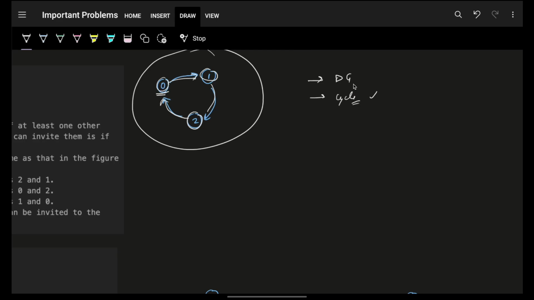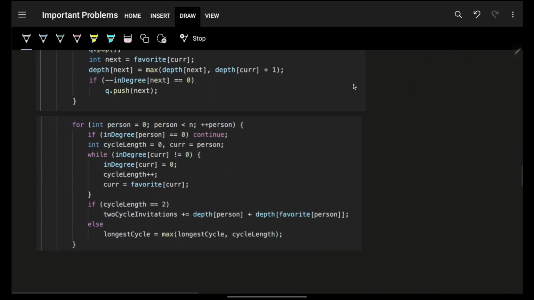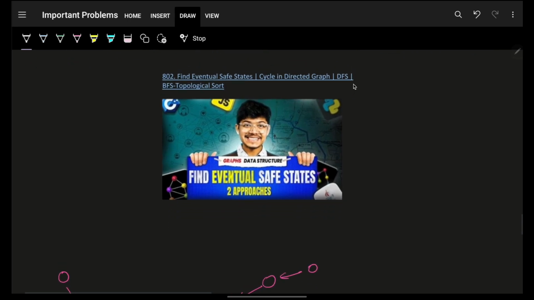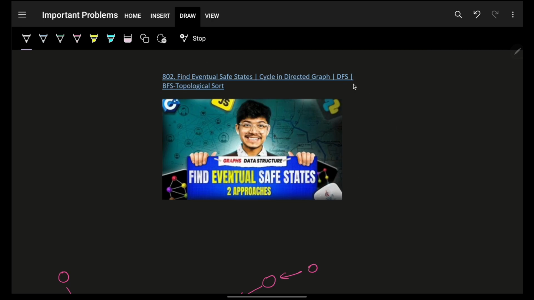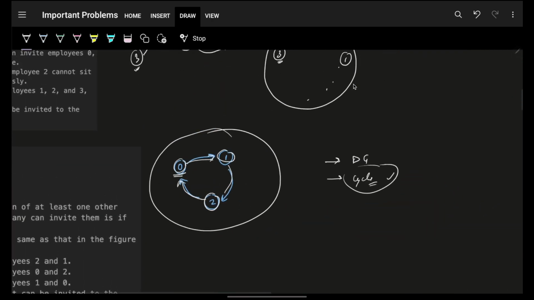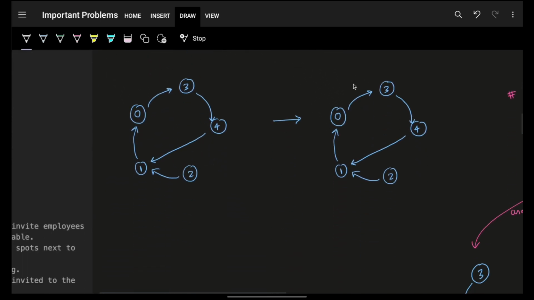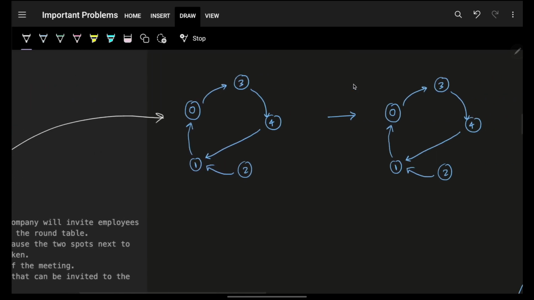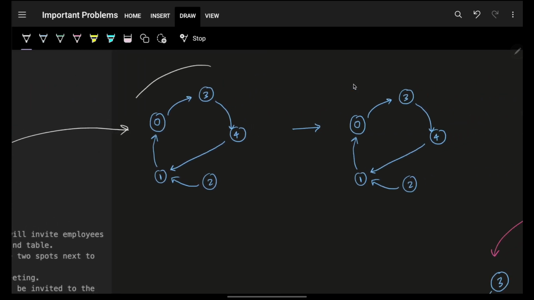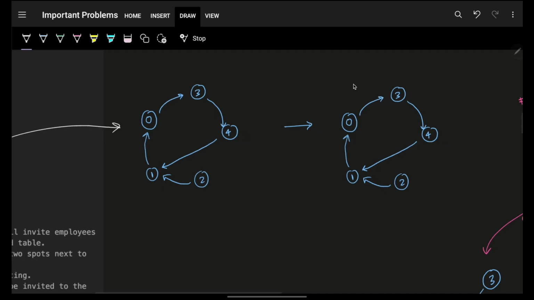And if you don't know how to deal with cycles in a directed graph, there is a very well-known algorithm. I will link the video in the description. But okay, we have topological sort. We also have simple DFS, with which we can deal with the cycles. But no worries. Let's go to the third example. The third example says, again, this is the question and I have shown it as a directed graph. Now, let's try to sit the people here.